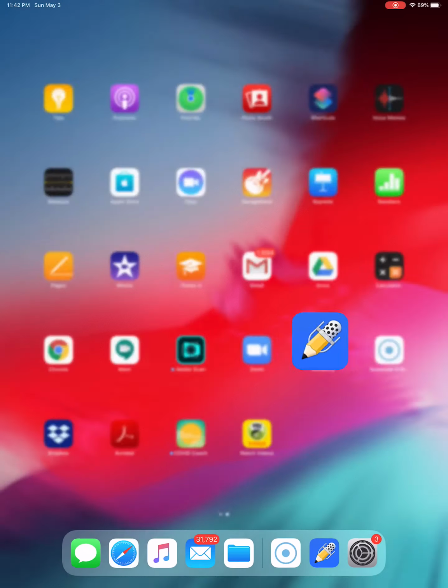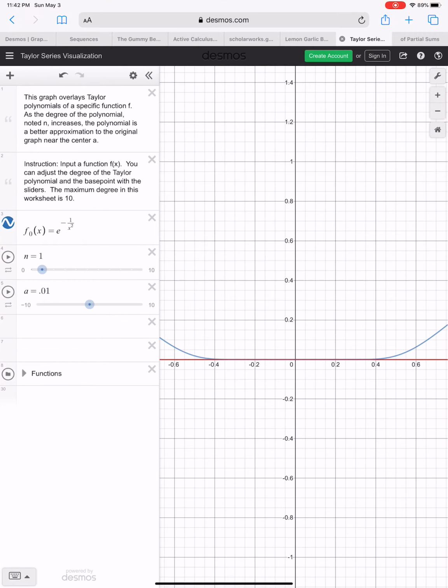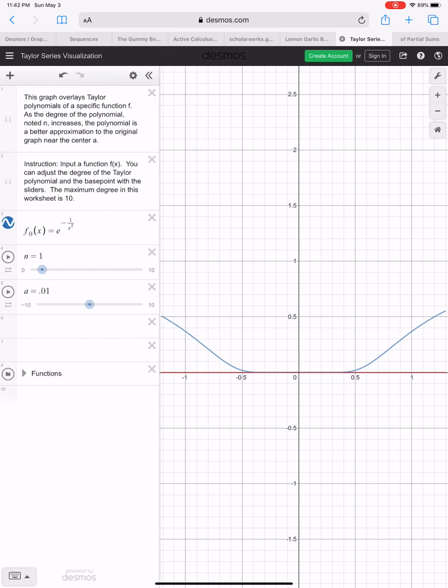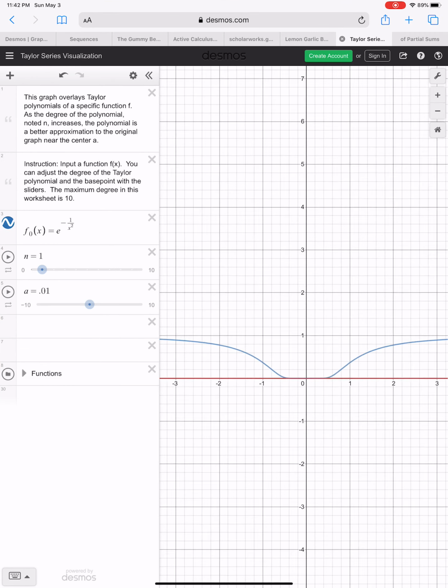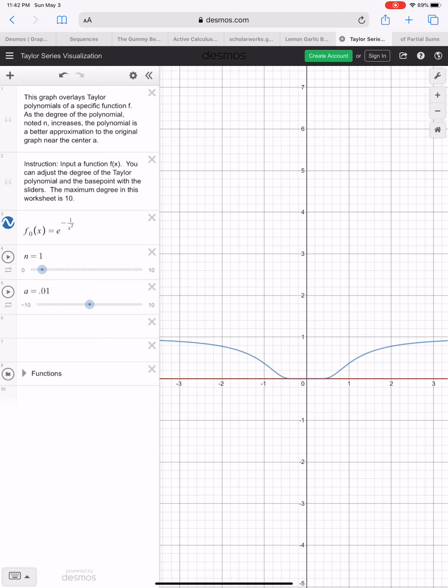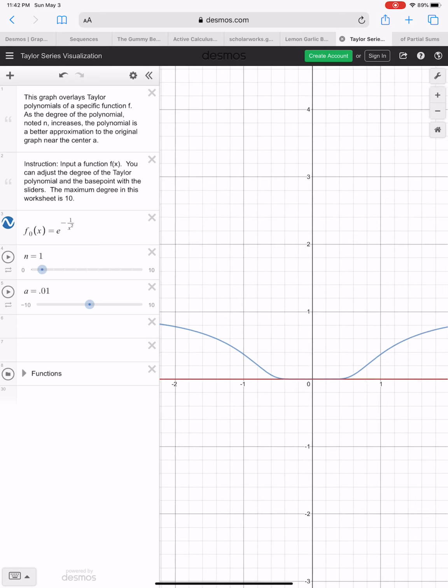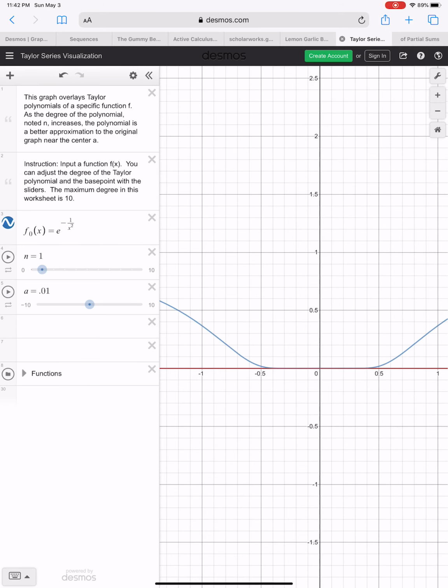So let's take a look here in Desmos, and I have gone ahead cooking show style and put in our function. I wasn't able to do a piecewise function here, and so I've gone ahead and just done e to the minus 1 over x squared, and then because of that I've had to put my base point very, very close to 0. So this is more for illustration purposes, right?